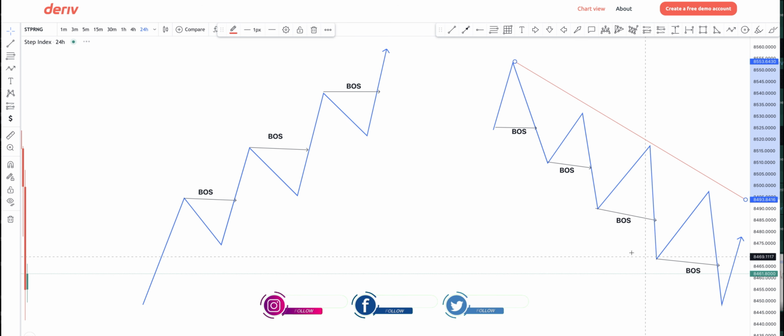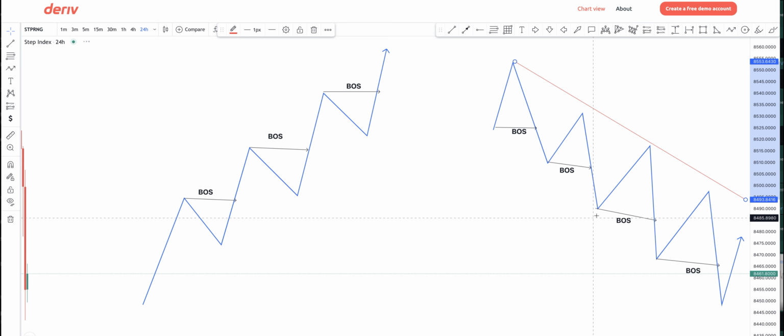So when a new low, which is our lower low, breaks a previous low, we have a break of structure. This one has also broken this one, so we have a break of structure. This has also broken this one, so we also have a break of structure. So we have a lower low, a lower high, lower low, lower high, lower low, lower high, which is forming a downtrend. So that's a break of structure.